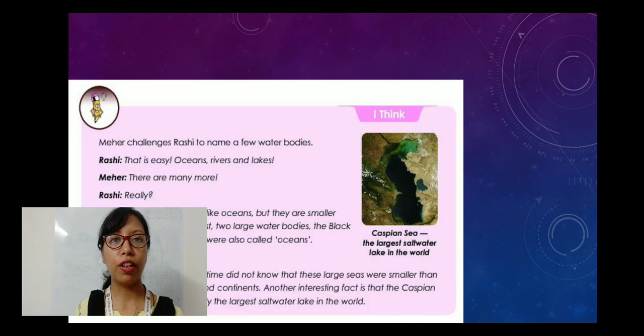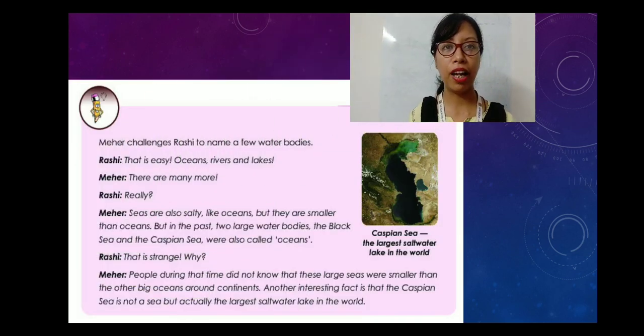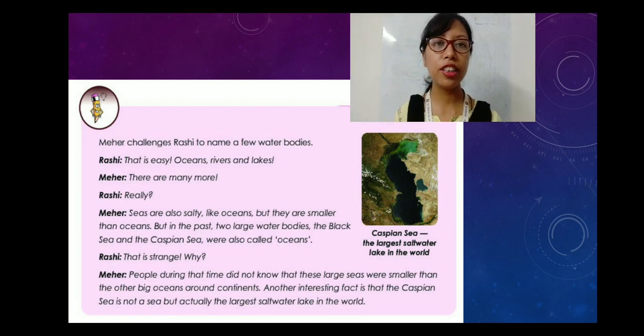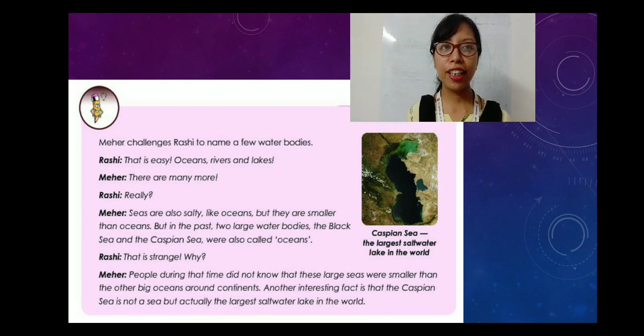Now let's move towards the conversation between Rashi and Meher. So we all know that oceans, rivers and lakes are part of the water bodies. Then what about the seas, right? So seas are also a part of water bodies, but the most important thing is that seas are also salty like the oceans, but seas are smaller than oceans.